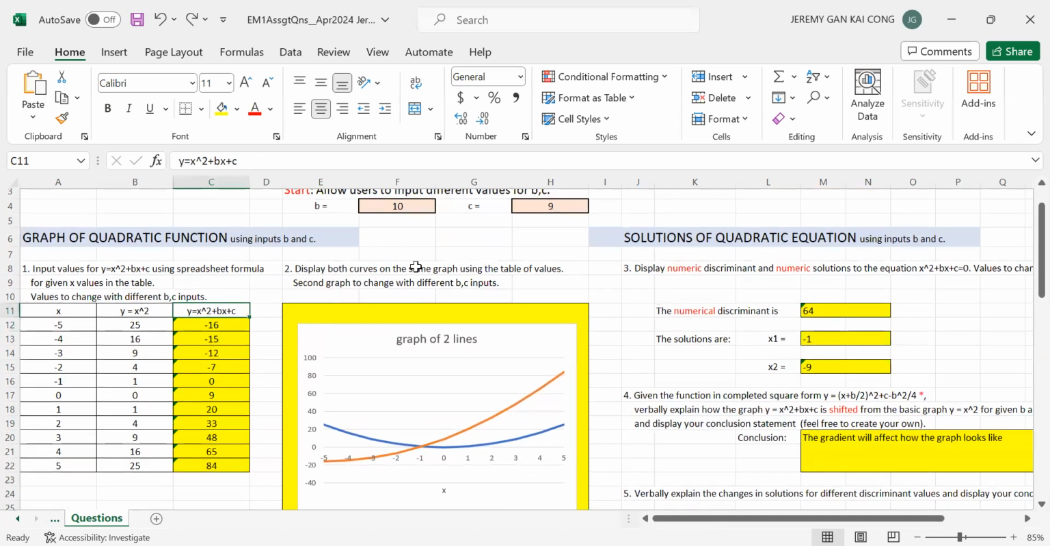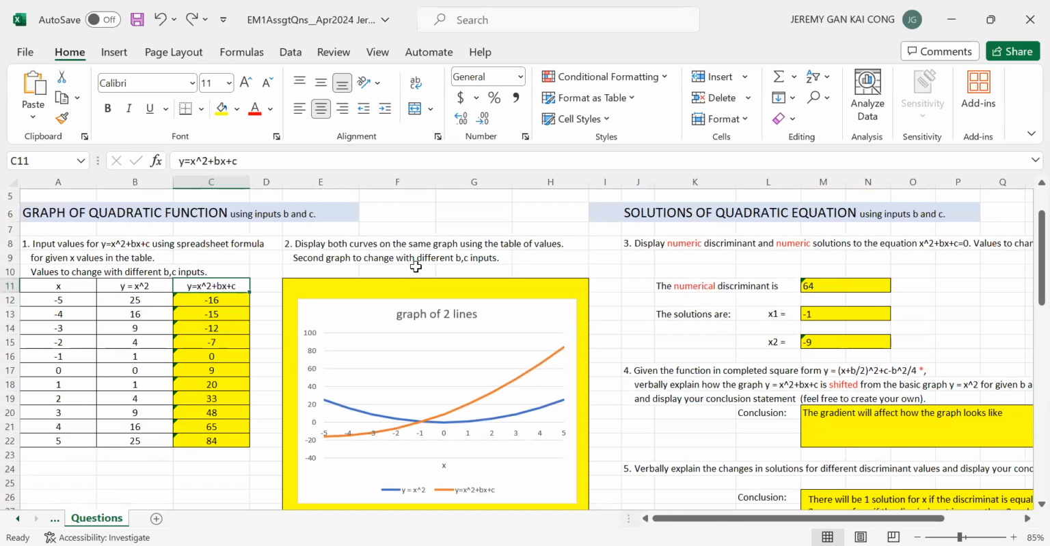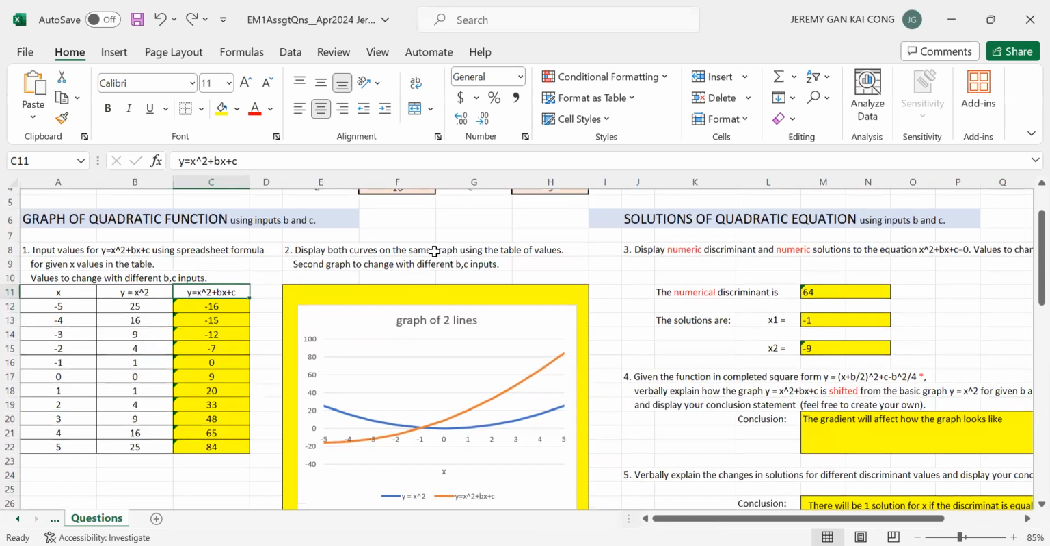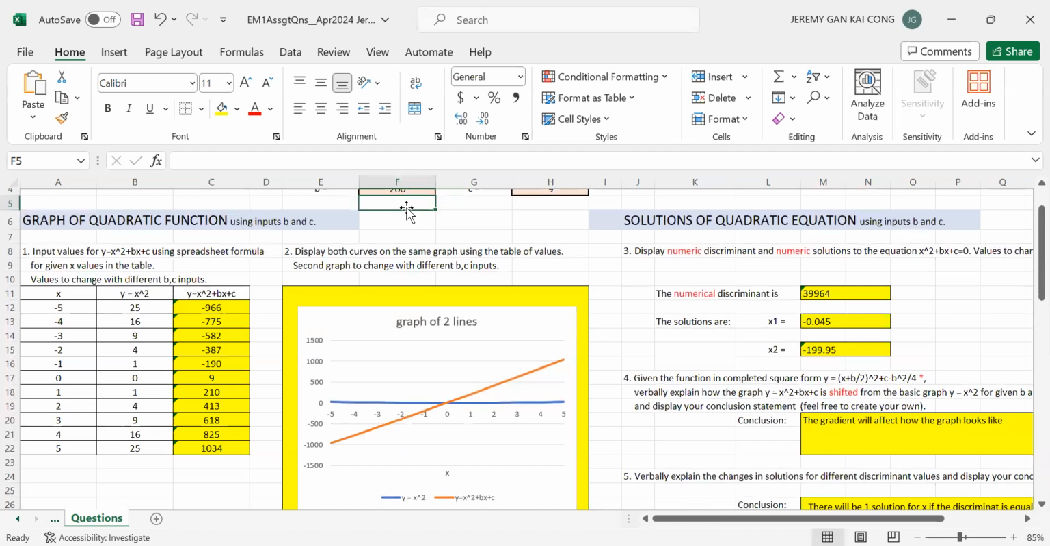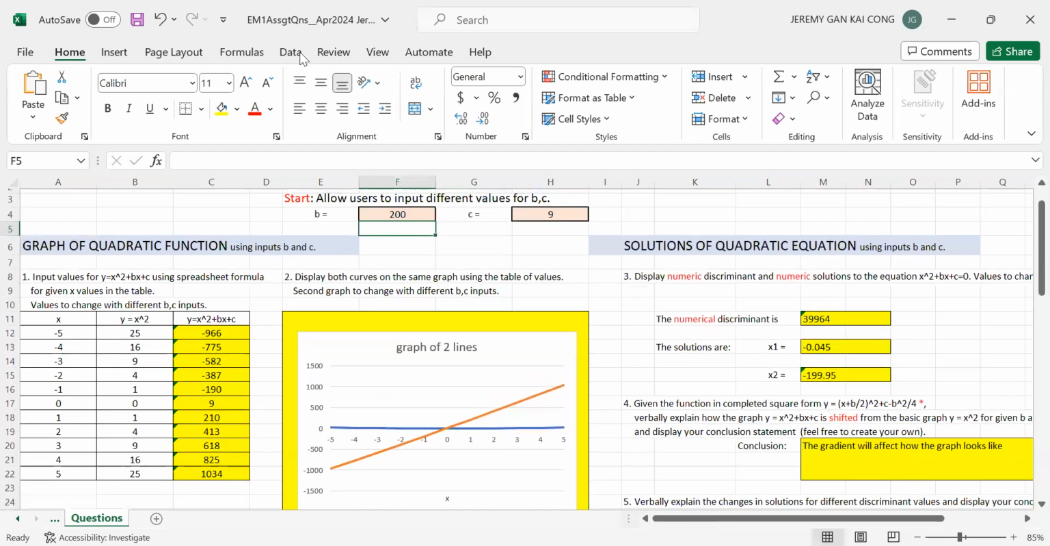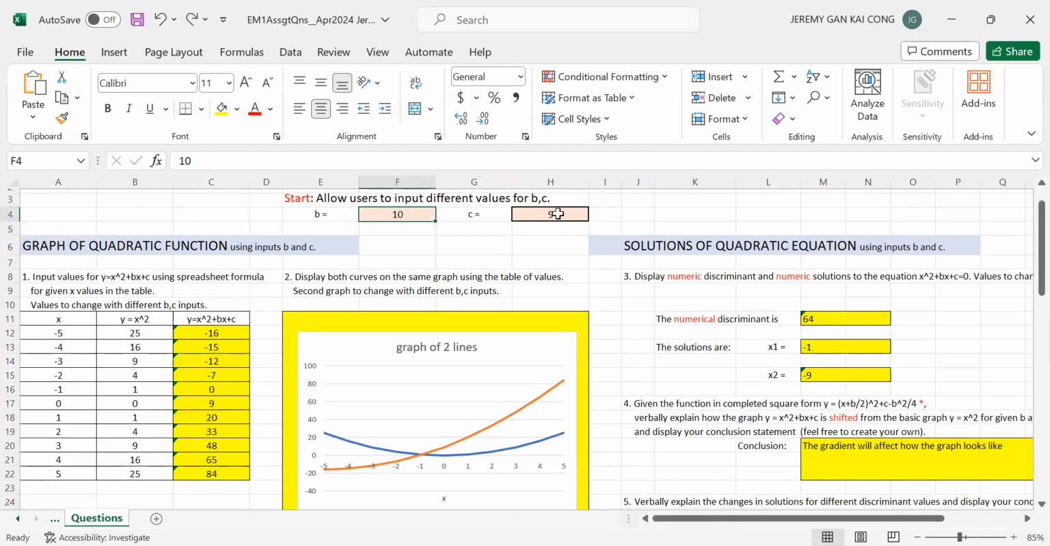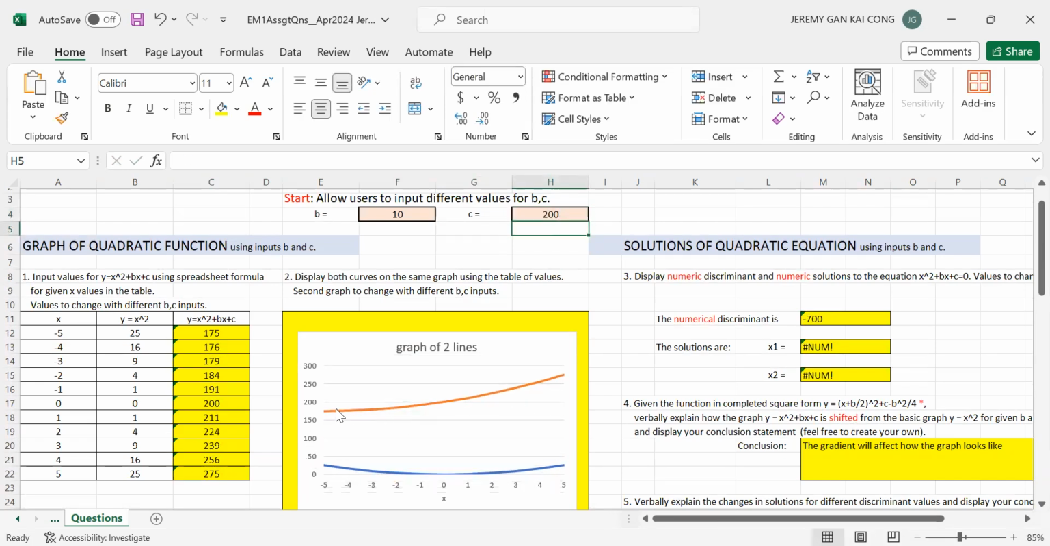So for the second question, as I display the graph, from the graph, what I can do is play around with the numbers. So let's say for my b, I put 200. You can tell that the graph got steeper. But if I were to change c, if I put 200 here, you can tell that the starting point and the minimum point of the graph changes.